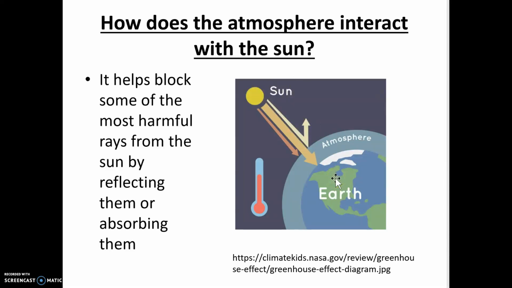Luckily for us, some of these rays are not going to reach us or living things because they could be very harmful. As you can also see in this diagram, some of the sun's rays also get absorbed by the molecules and air in the atmosphere.